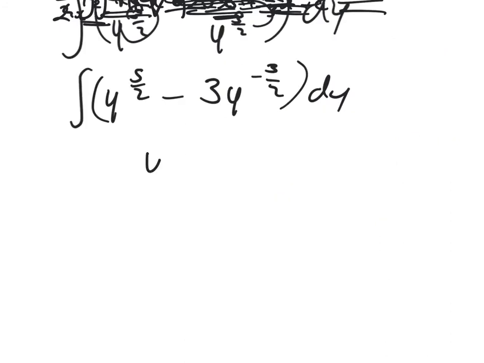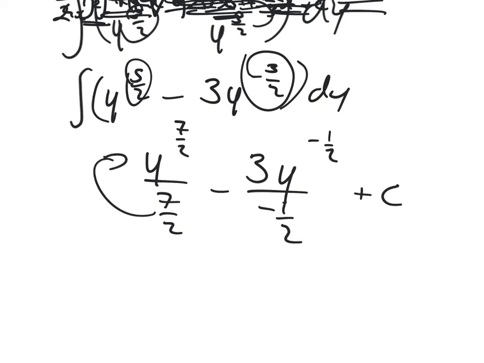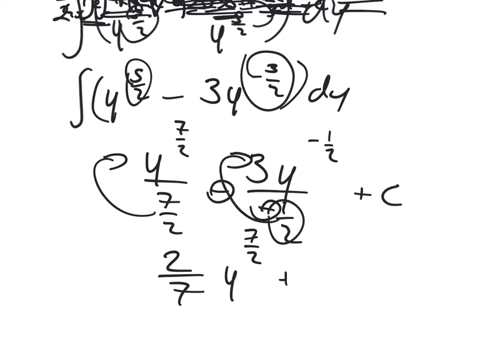Okay, so add 1 to the power, divide by my new power. 5 halves plus 1 is 5 halves plus 2 halves, that's 7 halves, divided by 7 halves. Minus 3y to the minus 3 over 2 plus 1 is minus 3 over 2 plus 2 over 2, which is minus 1 over 2, divided by minus 1 over 2 plus c. Okay, I can bring that up and flip it over. That will be 2/7 of y to the power 7 over 2. Plus, bring that up and flip it over. So 2 over 1 times 3 is 6, y to the minus 1/2 plus c.